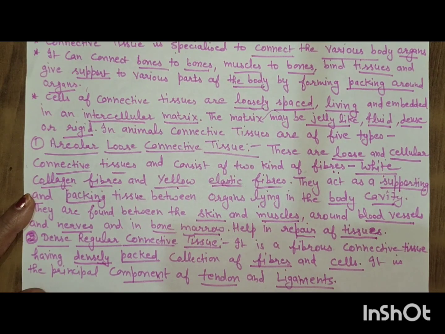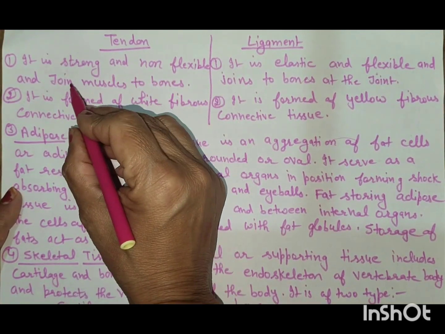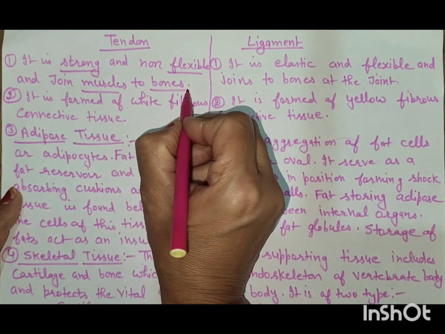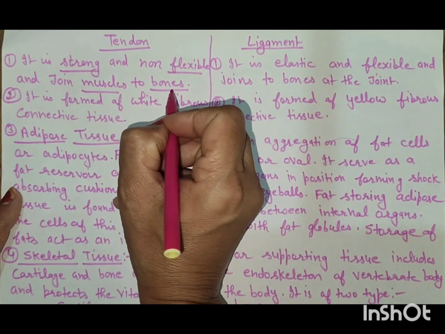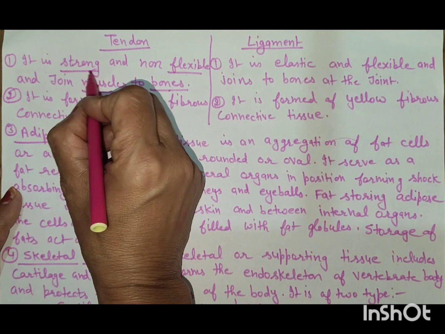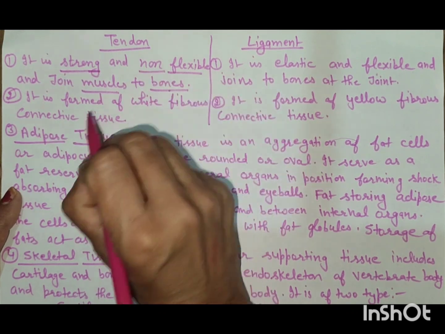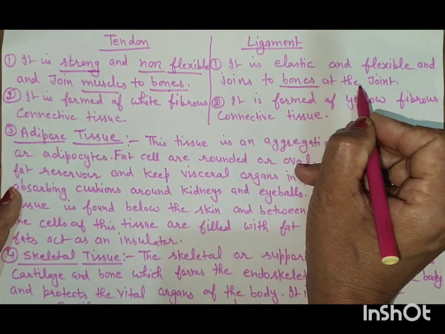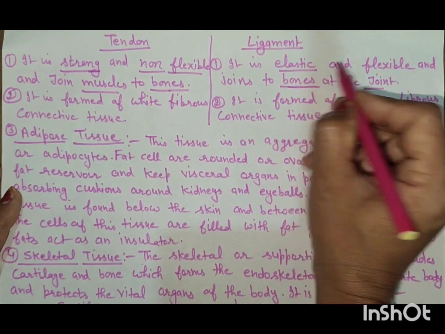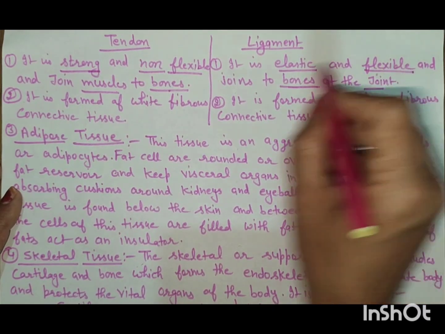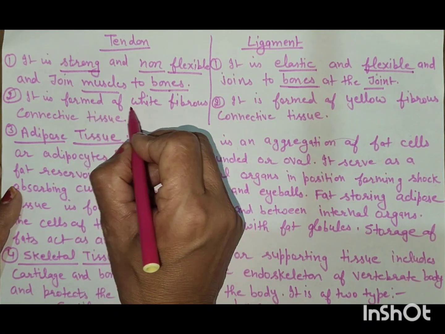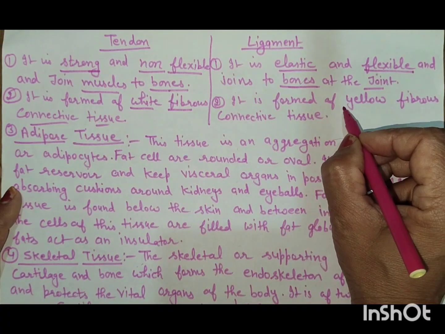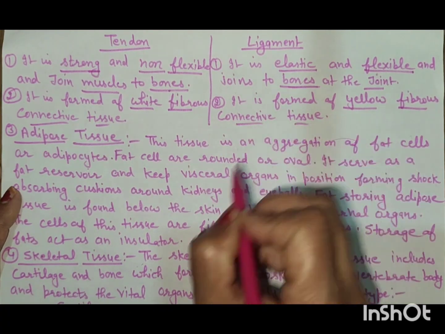Tendons are strong and non-flexible and join muscles to the bone. While ligaments join bone with bone at the joint, and they are elastic and flexible. Tendon is formed of white fibrous connective tissue. Ligament consists of yellow fibrous connective tissue.